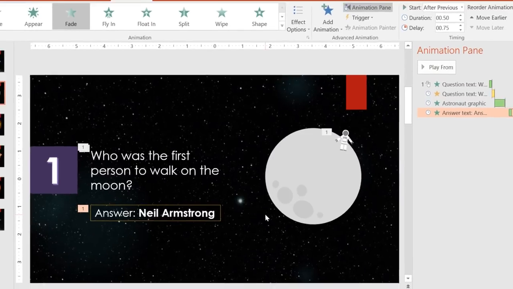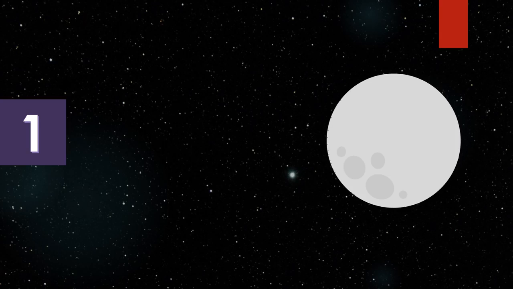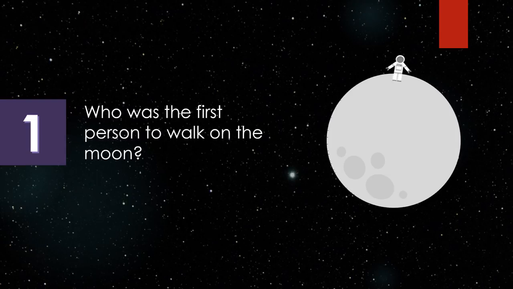Now I'm going to play the entire slideshow so we can see the finished product. We'll just click the mouse to trigger the first effect, which triggers the next one automatically, and then the next one.